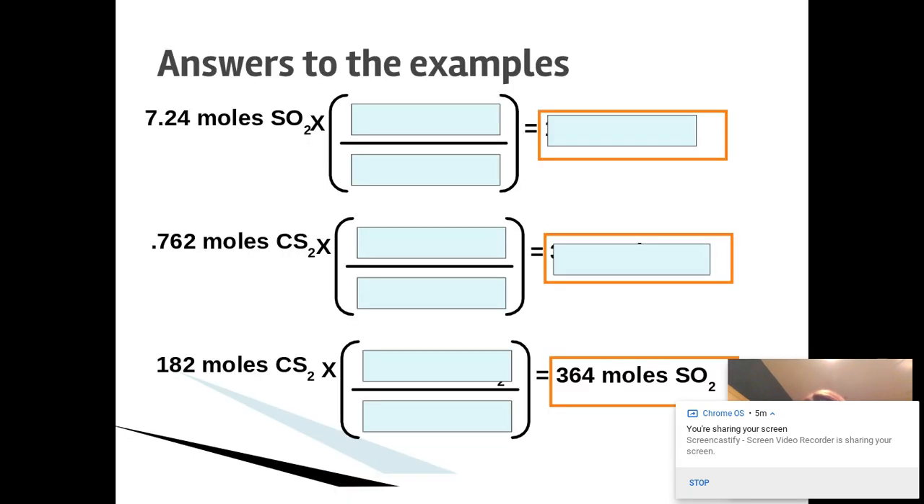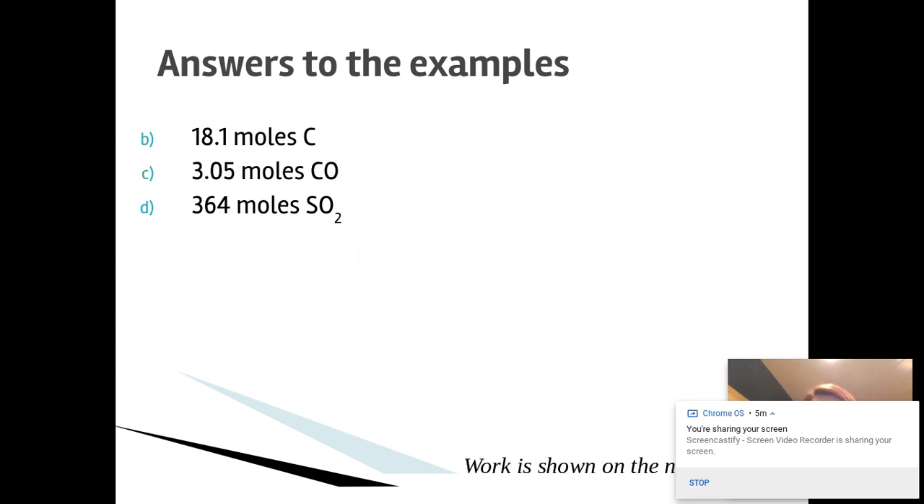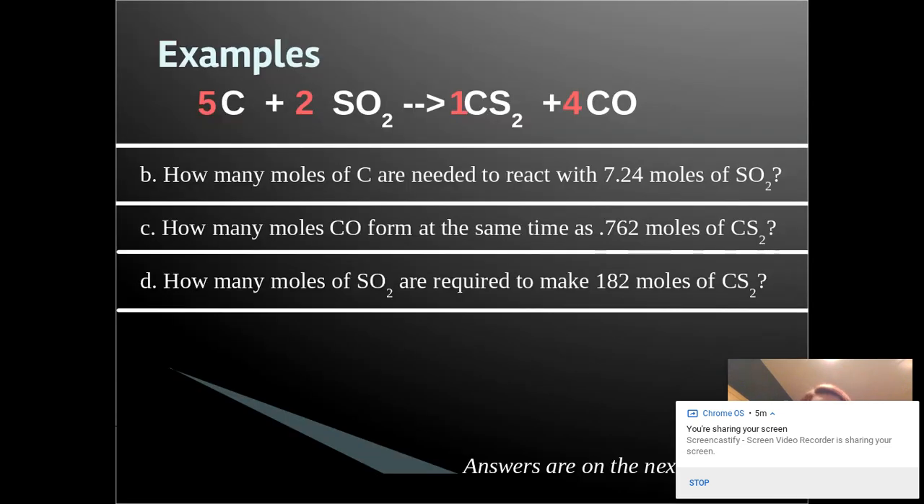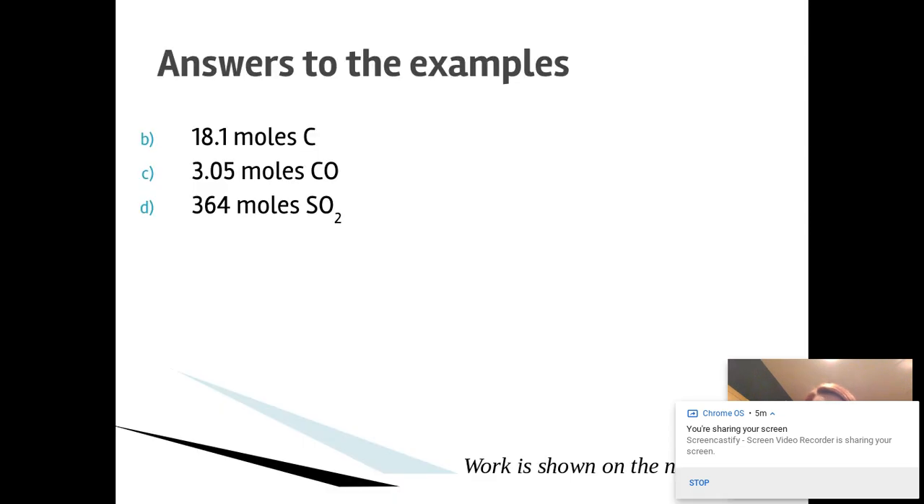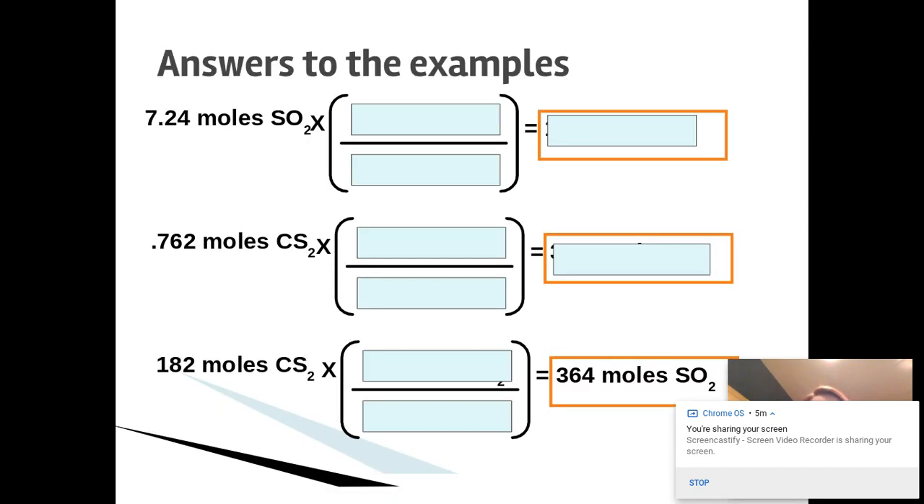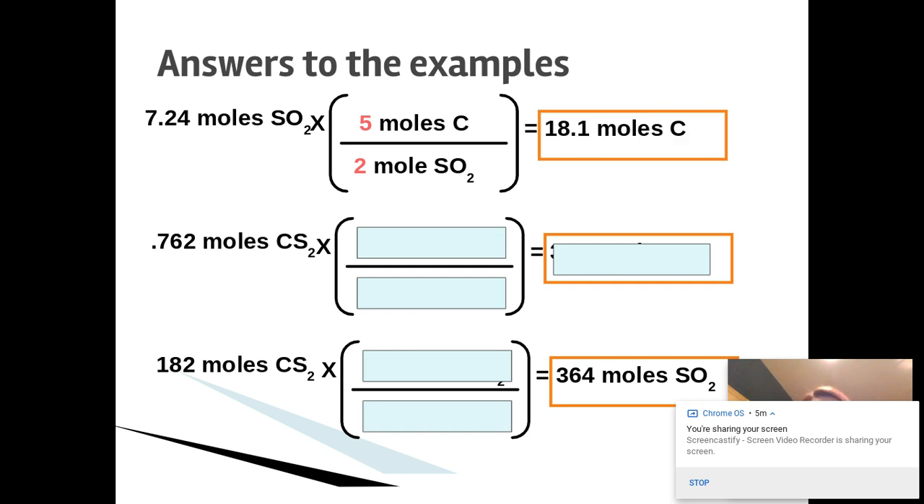Okay, so I'm going to skip ahead. The first question was, if you have 7.24 moles of SO2, I don't remember what the question was. How many moles of carbon are needed? So we go back and we put moles of SO2 on the bottom, and we make sure it's 2 to 5. That's the ratio from the balanced equation. Multiply them out, and you get an answer of 18.1 moles of carbon.